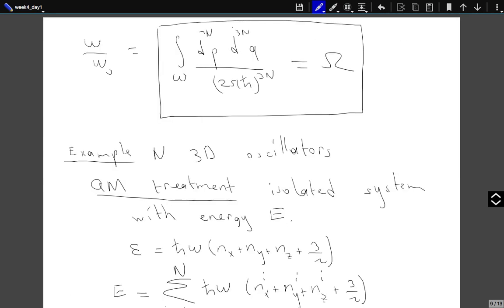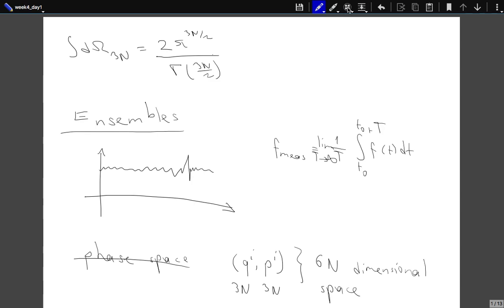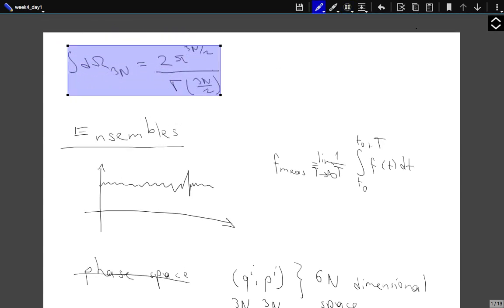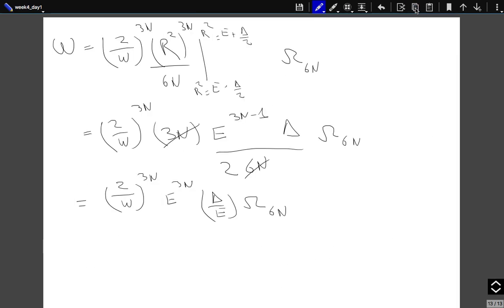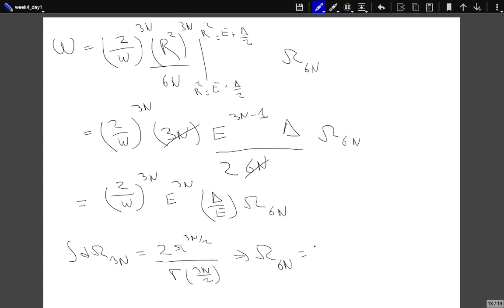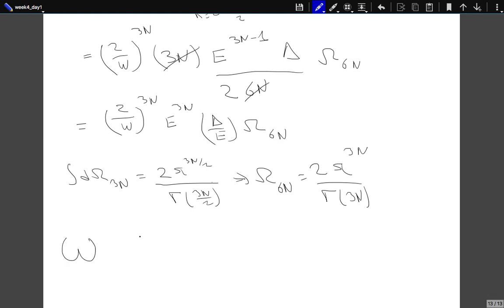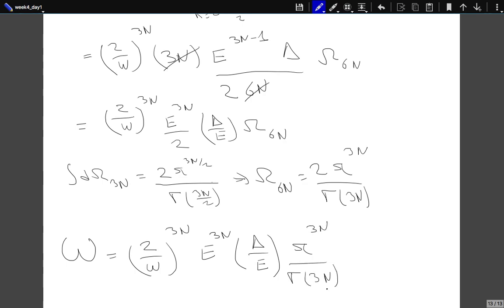That we had already calculated, the solid angle in arbitrary dimensions. So this basically tells me that in 6N dimensions the total solid angle will be twice pi to the power 3N divided by gamma 3N. So the volume available to my system is 2 over the frequency to the power 3N, E to the power 3N, delta over E, times, here I have a factor 2. So that 2 will cancel this 2. I have pi to the power 3N divided by gamma 3N.